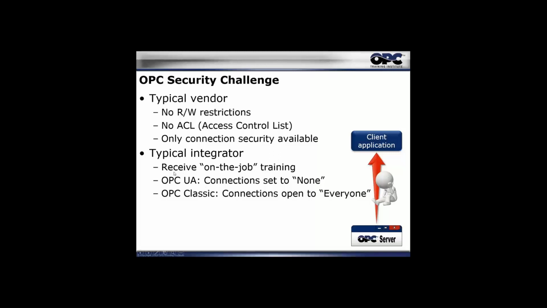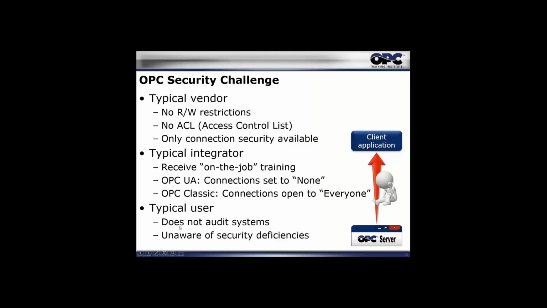Usually, people don't receive any kind of formal training. Also, with OPC UA, what you typically notice is they set the connections to none, meaning really there is no security here. And in OPC Classic, we see that connections are open to everyone. That means everyone can connect. Again, it doesn't necessarily have to be this way. It's just an observation of what we typically see in plants. Of course, the plants will go much farther, but typically we see OPC Classic connections open to everyone, and in OPC UA we see the connections are set to none, which we'll see right away.